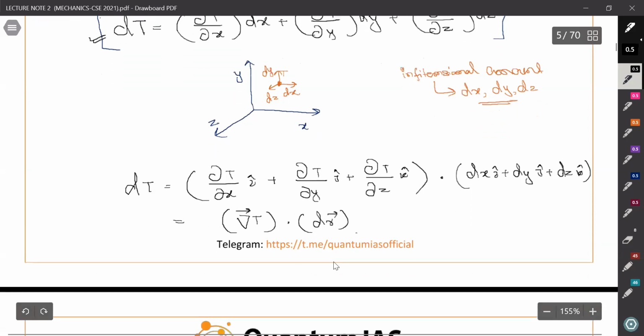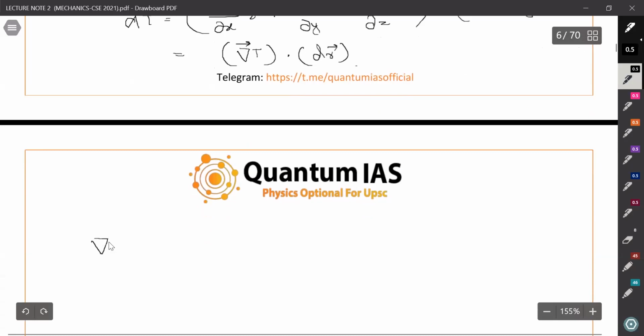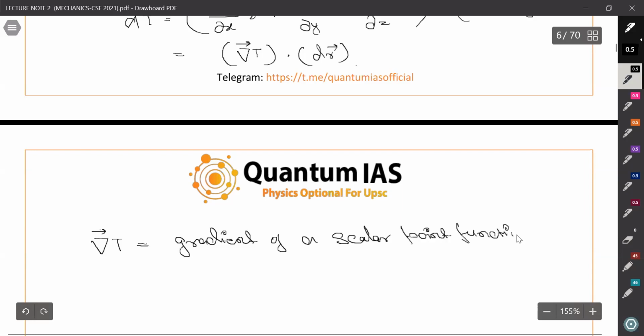So here, what we have done, this we call the gradient of a scalar function. So this is the gradient of a scalar, and we know that it is a point function. We already discussed the point function, scalar and vector field.